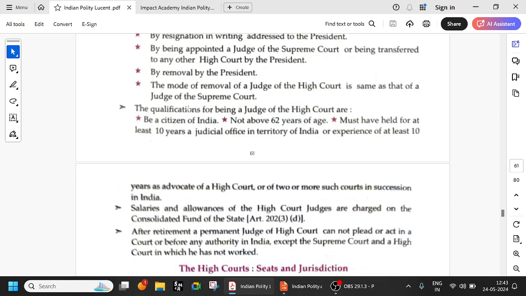So qualifications. Be a citizen of India, not above 62 years of age, must have held for at least 10 years a judicial office in the territory of India, or have experience of at least 10 years as an advocate of a High Court. So in order to be a judge of High Court, you should already have at least 10 years of experience as advocate of a High Court.